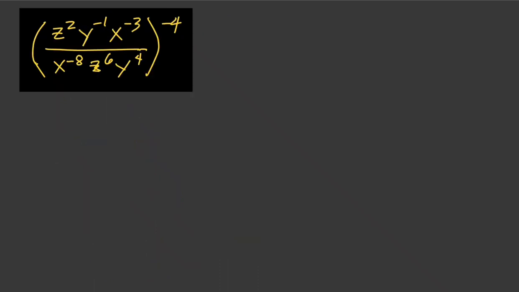Okay, let's try another problem here. We're given this problem, and we just need to simplify this. In this case, there is a fair amount of simplification that could be done inside the parentheses, so we have to do it first. We have to simplify the expression inside the parentheses before dealing with the exponent on the parentheses, which is raised to the power of -4.